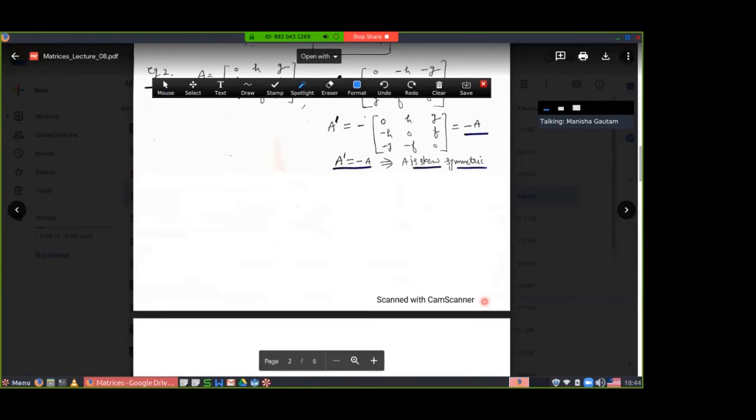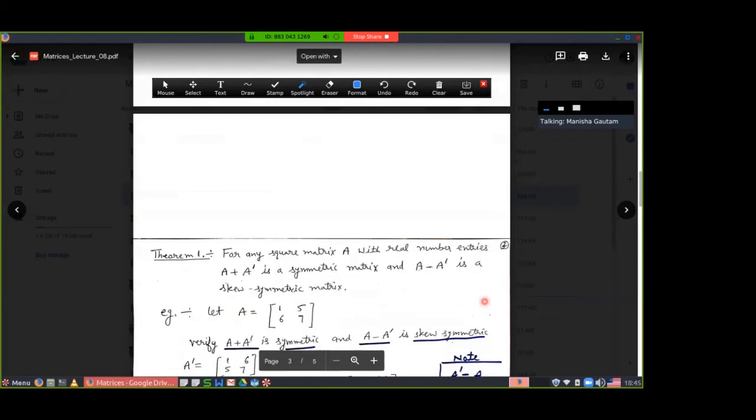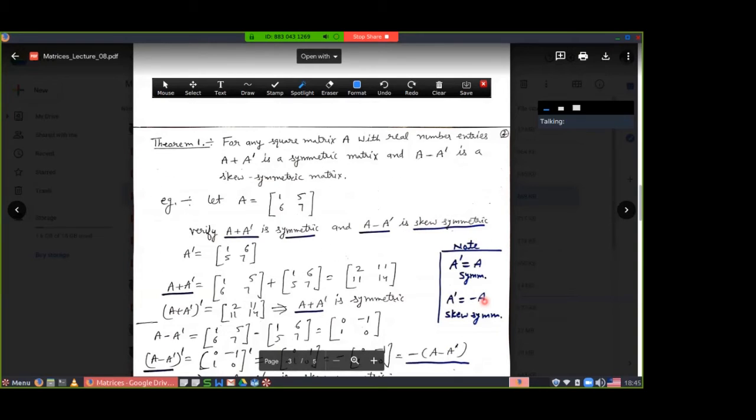Now the properties of skew symmetric and symmetric matrices. The first theorem you have to learn is this: for any square matrix A with real number entries, A plus A transpose is a symmetric matrix and A minus A transpose is a skew symmetric matrix. What you have to remember is, if any matrix A is given to you and you are asked to find a symmetric matrix, then you just have to calculate A plus A transpose. If you are asked to calculate a skew symmetric matrix, then you just have to do A minus A transpose. This matrix will be the skew symmetric matrix.